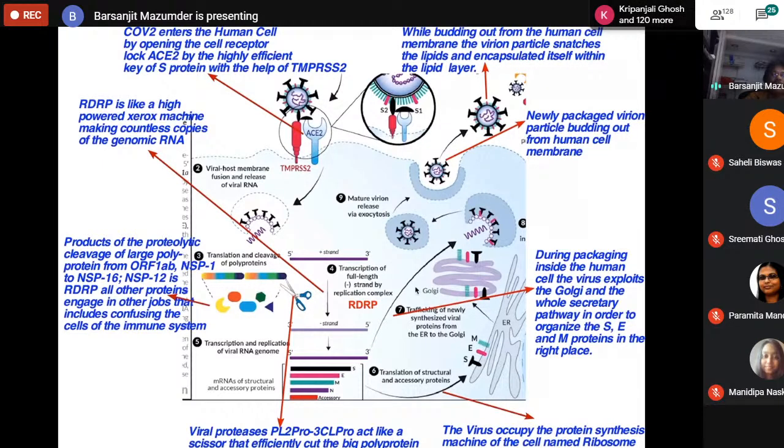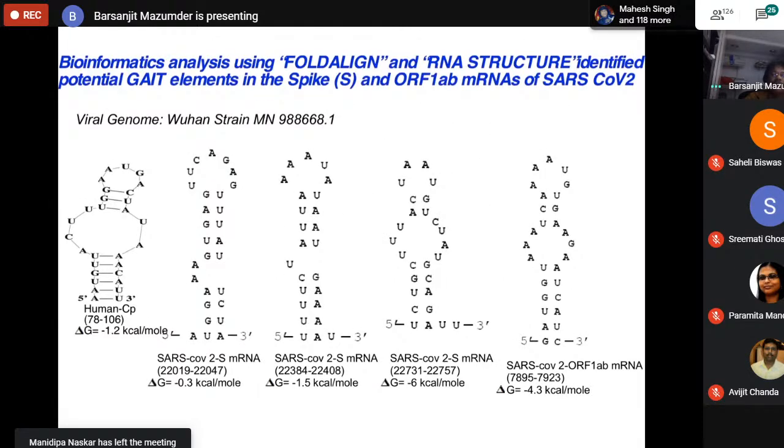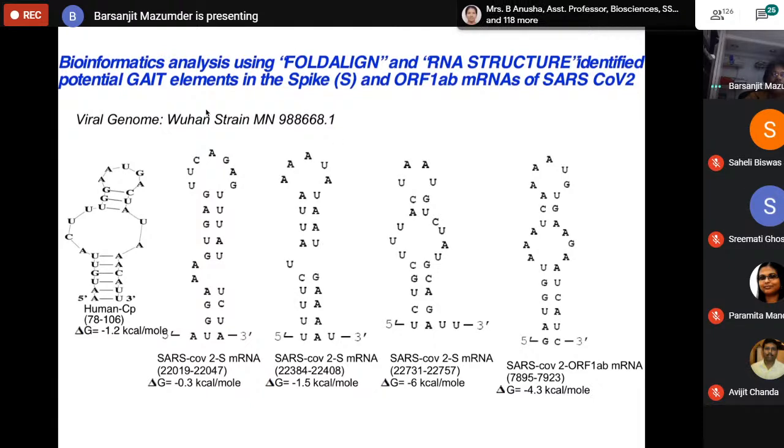So we ask the question: is this translation under any sort of control? Does this kind of element exist in the S mRNA? We had no idea at that point. In this lockdown, the first month, my lab was totally shut down and we had nothing to do, and then I was using this Wuhan strain of SARS-CoV-2 genome to look for whether any potential GAIT element exists, and we got a hit right away.